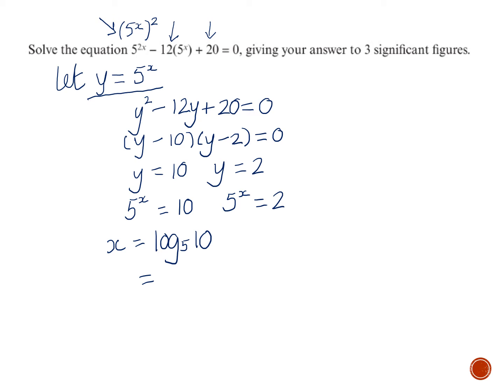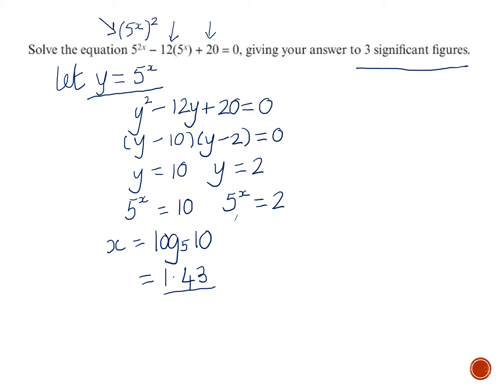Now again we can work out that's going to be something between 1 and 2, because 5 to the power 1 is 5, 5 to the power 2 is 25. You pop it in your calculator. Do look at the question. 3 significant figures, so do make sure you give it to the accuracy they've asked for, otherwise you won't get the marks for it. So that's 1.43, so that's one answer.